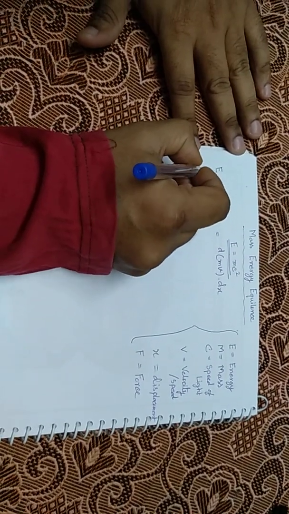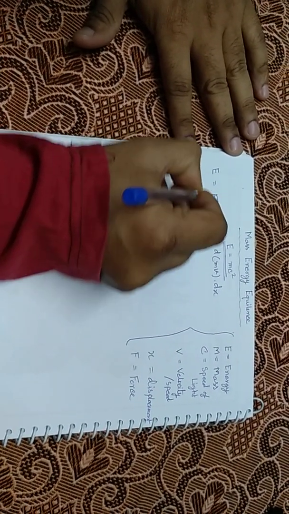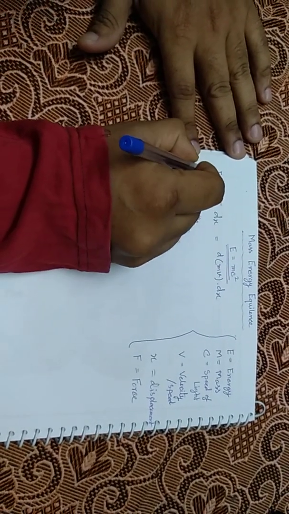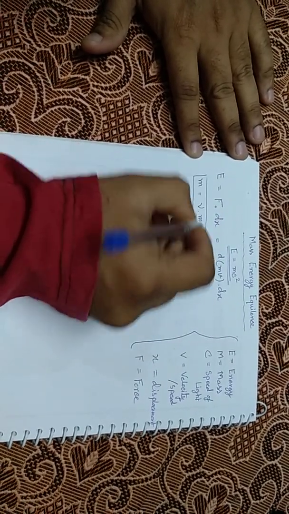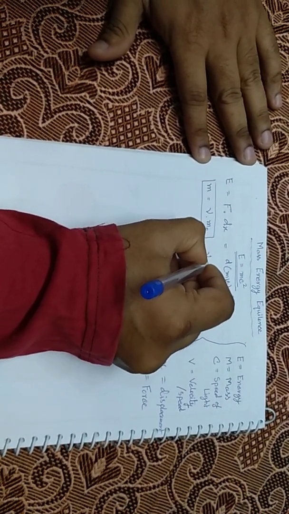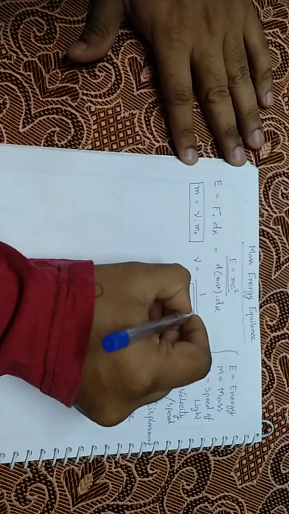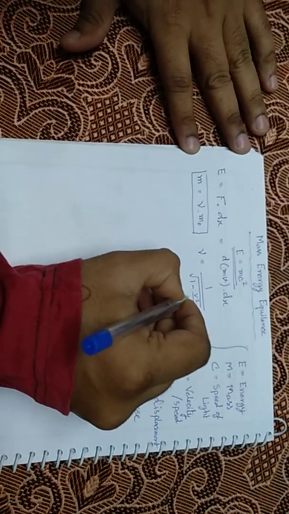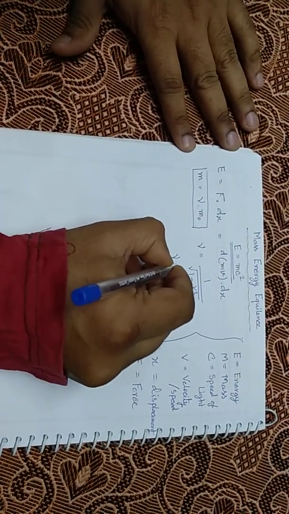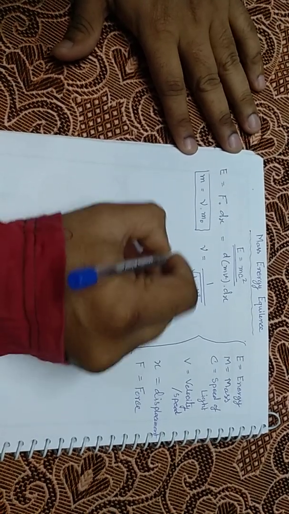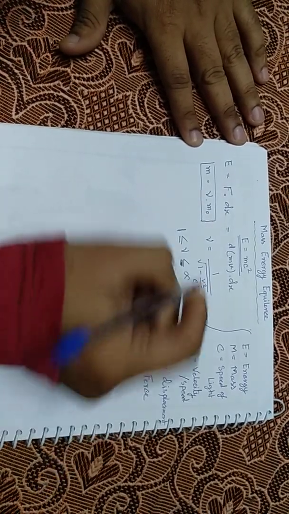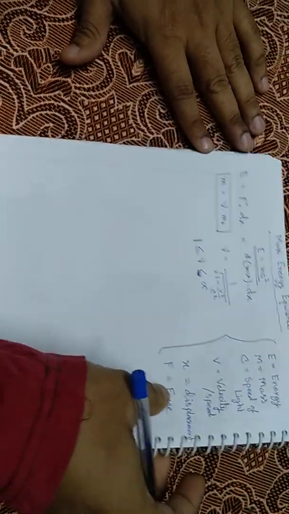Now Einstein has shown that m is equal to gamma times m0, where m is equal to relativistic mass, m0 is equal to mass at rest, and gamma is a special term. Gamma is equal to 1 by root over 1 minus v square upon c square, and we have seen that gamma always lies between 1 and infinity, but it is always less than infinity.